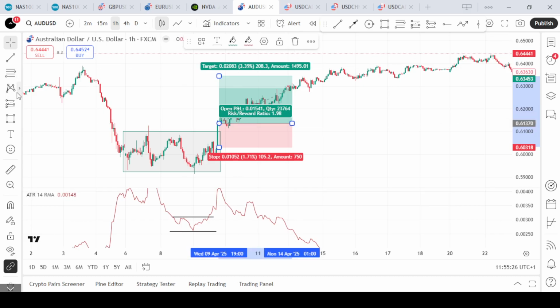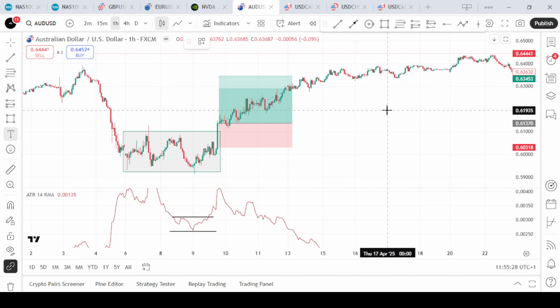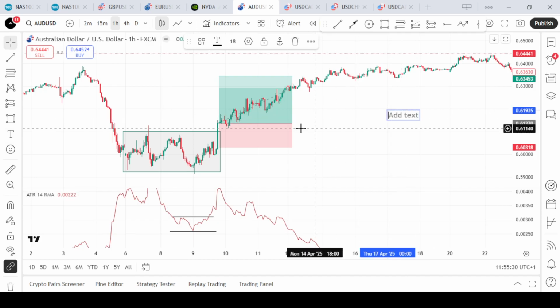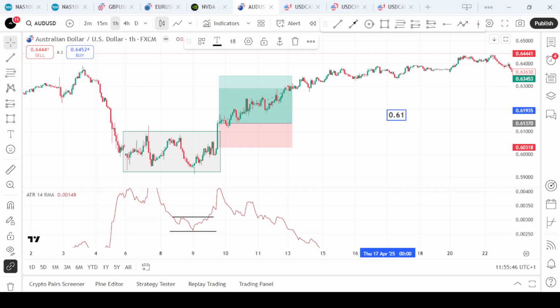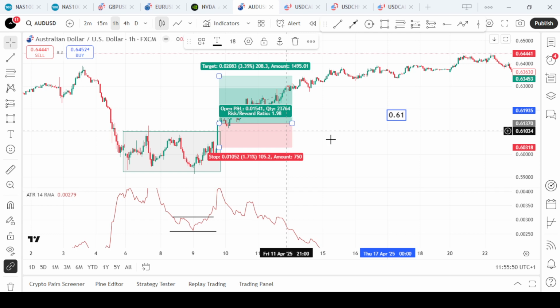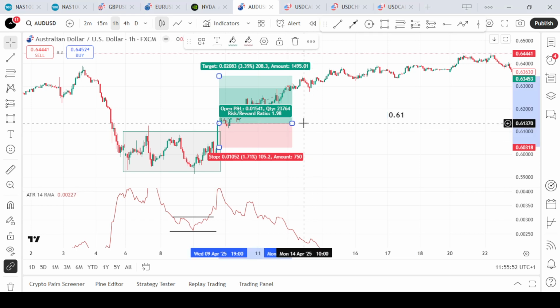Now let me make it a bit understandable for you. This point where we entered at 0.6137.